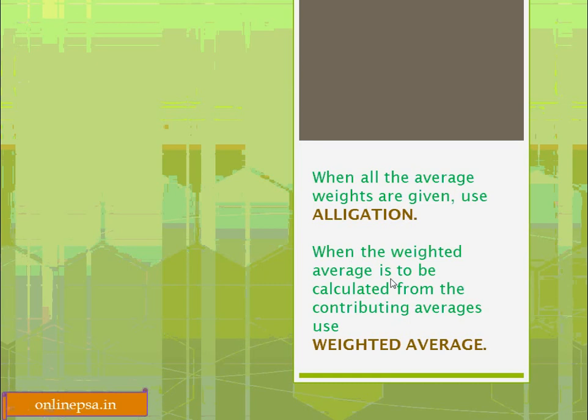Similarly, if the weighted average is to be used, the scenario should be contributing averages are given, but then we need to be calculating the cumulative average or the weighted average, and then we will use the formula for weighted average. Hope you understand when we can use alligation and when we can use weighted average.